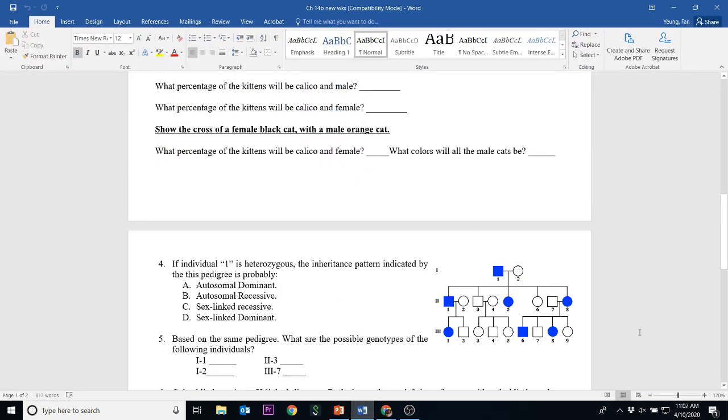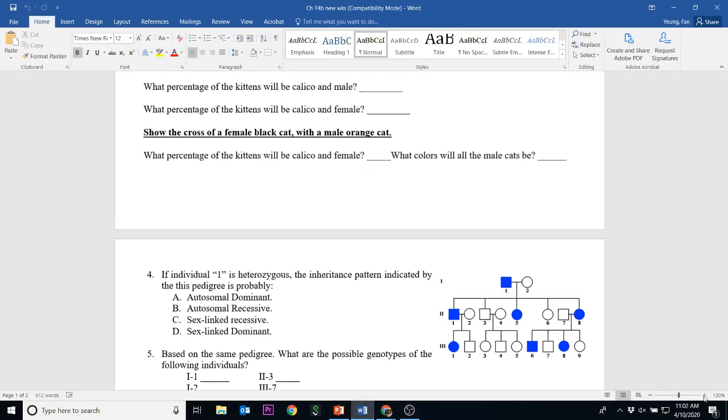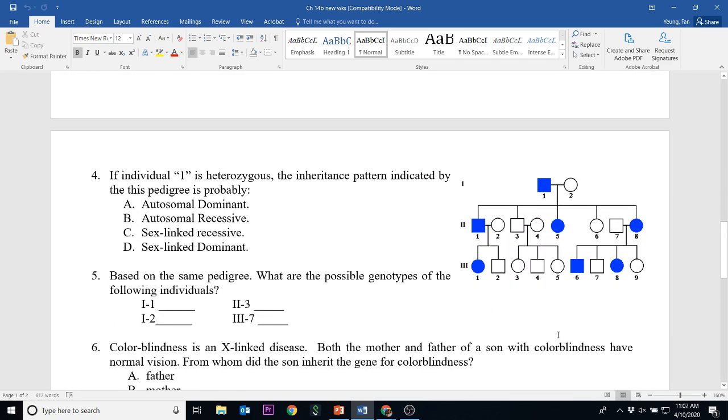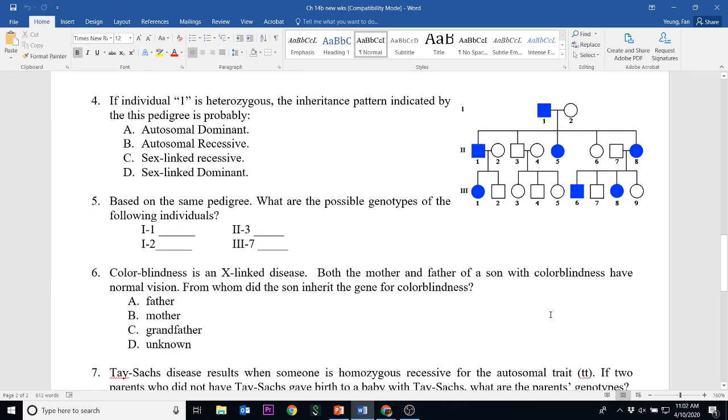Now for the worksheet, if you have your worksheet, I want to talk about question number 4 with the pedigree. A lot of you get this one wrong. So if you pay attention to this pedigree here, you see that the parents here, one of them already has the disease. And if you look at the kids, 1, 2, 3, 4, 5, 3 out of the 5 kids had the disease.